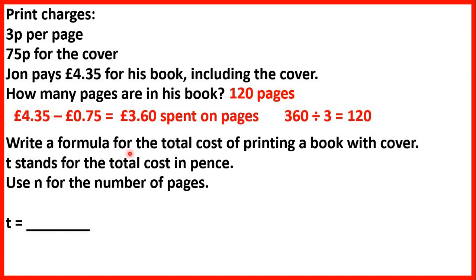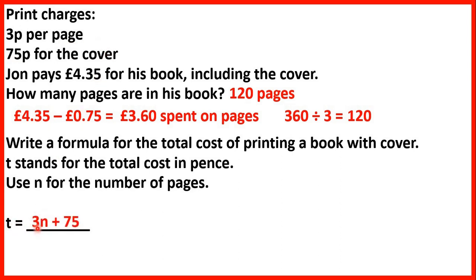Now write a formula for the total cost of printing a book with a cover. T stands for the total cost in pence. Use N for the number of pages. So if it's 3 pence per page, we multiply the number of pages by 3, and then we need to add 75 pence for the cover.